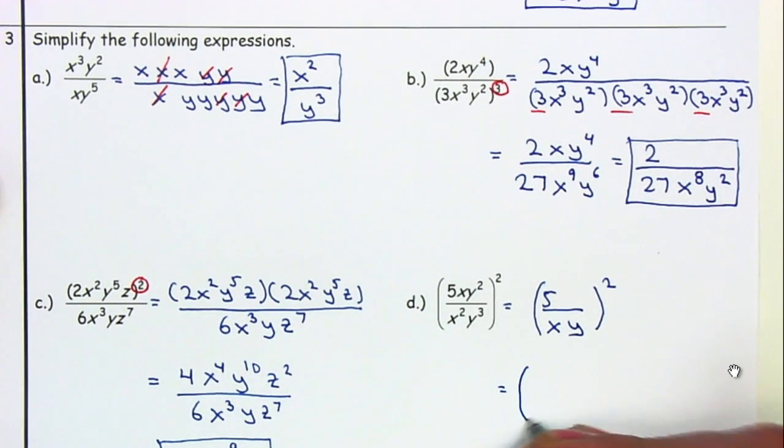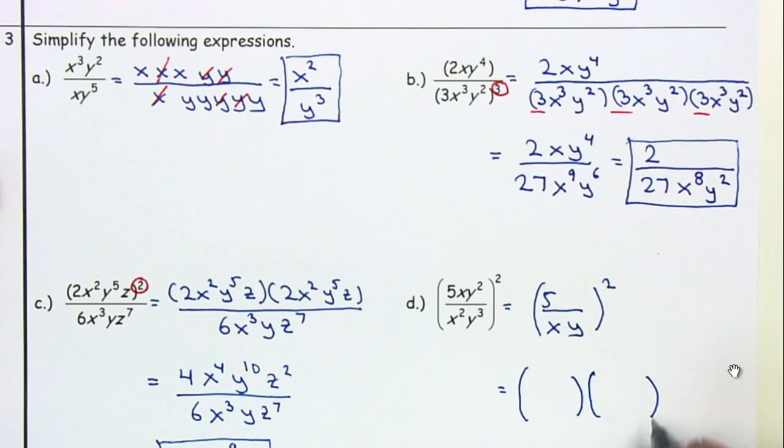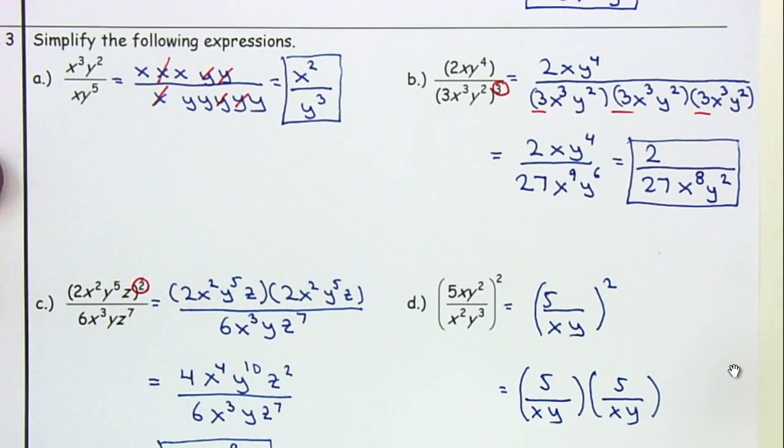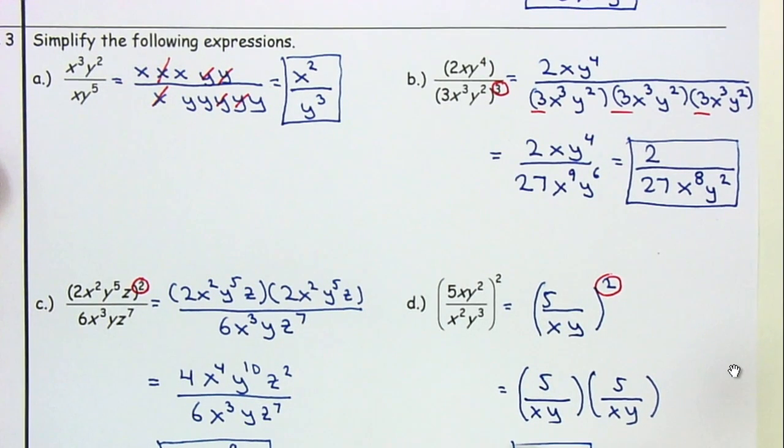Now that I've simplified, I'm going to rewrite it twice. So I have 5xy, 5xy. Remember, if the exponent is outside the parentheses, you must rewrite it. Now I'm going to simplify. 5 times 5 is 25. How many x's on the bottom? 1 and 1 more. Total of 2. How many y's? 2. And that's my final answer.